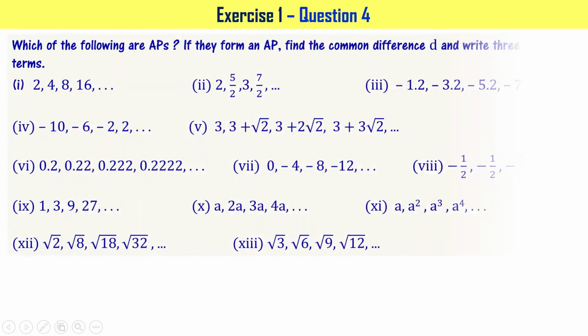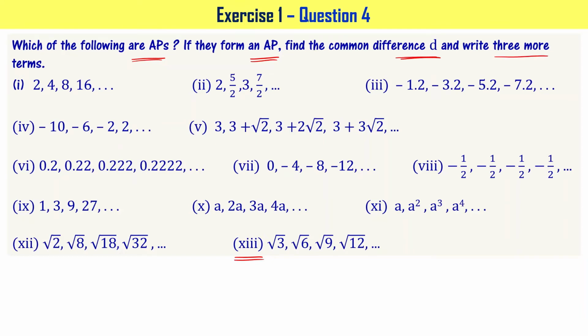Question number 4 is, which of the following are arithmetic progressions? If they form an arithmetic progression, find the common difference D and write 3 more terms. We are given total 13 lists of numbers. We are asked to find which of the following are arithmetic progressions first. If a given list is an arithmetic progression, then we have to find what is the common difference and then write 3 more terms for that arithmetic progression. Got it? So let's start with the first one.